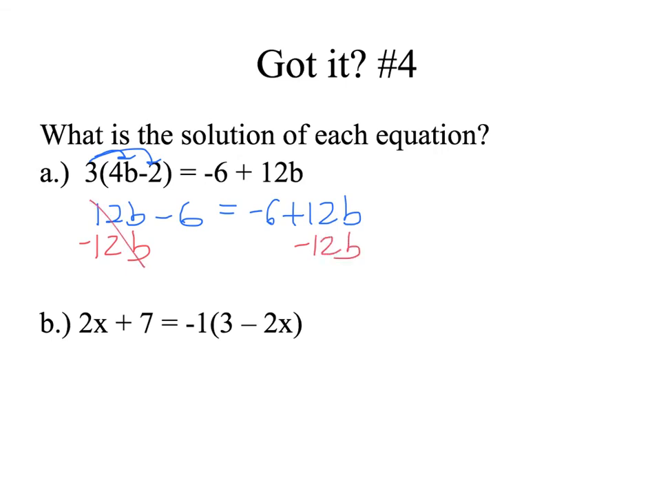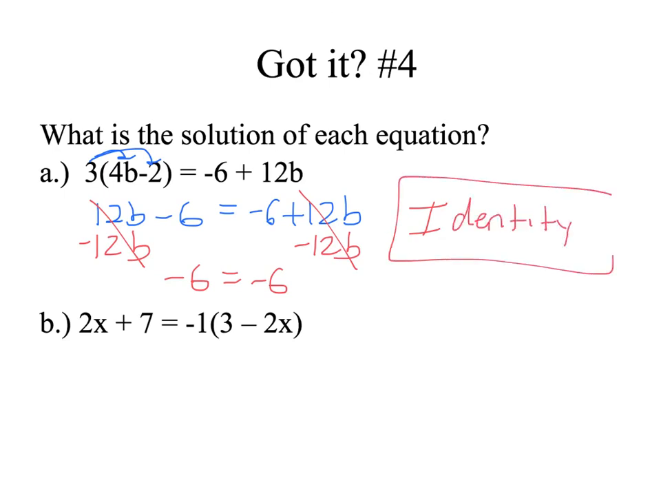12b minus 12b cancels out. We have negative 6. Over here we have negative 6, and 12b minus 12b cancels out. So what is the solution of each equation? You just say that this is called an identity. That's your answer. I mean, your answer isn't -6. Your answer isn't -6 equals -6. Your answer is that this is an identity equation. So every number that you plug in for b would be a solution.